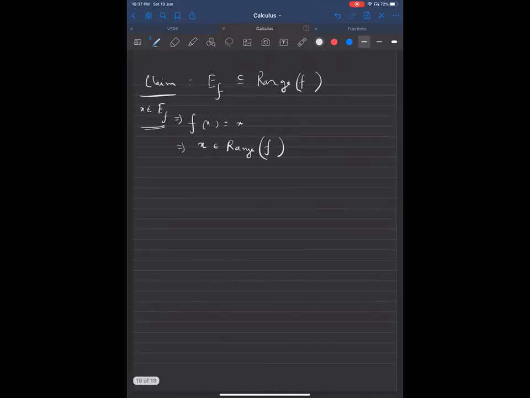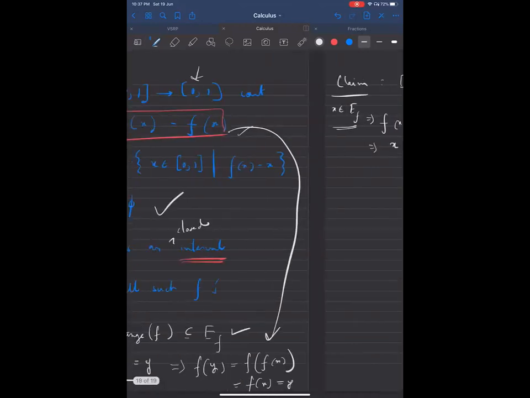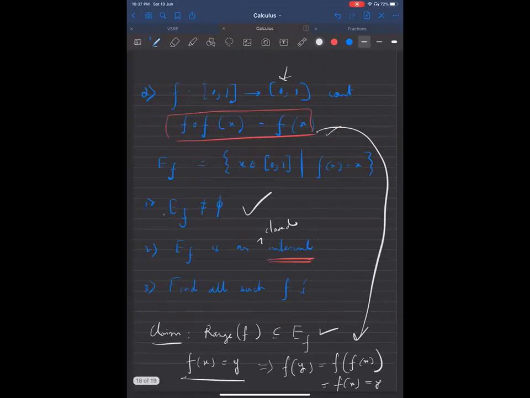Can you please explain once why the range of f will be a subset of EF? Definitely. See, if y is in the range of f, then there is an x such that f of x equals y. If y is in the range of f, then there exists an x such that f of x equals y.